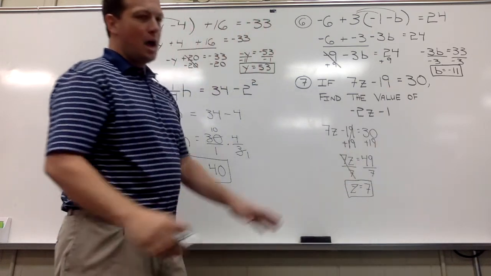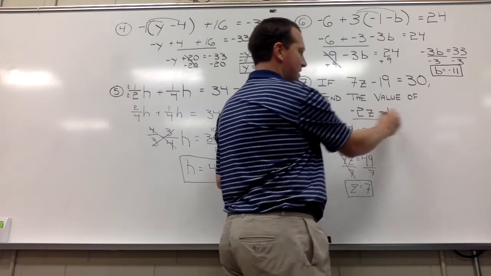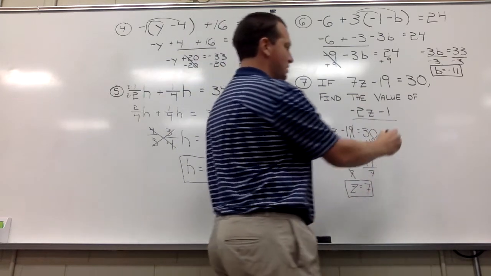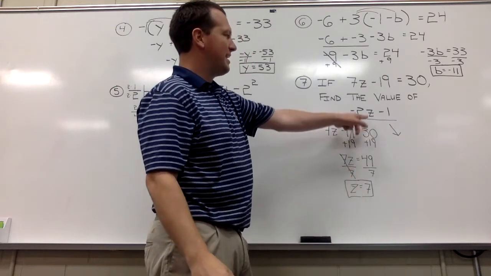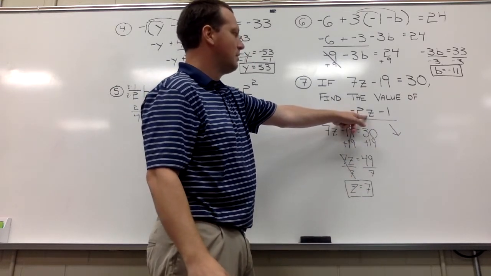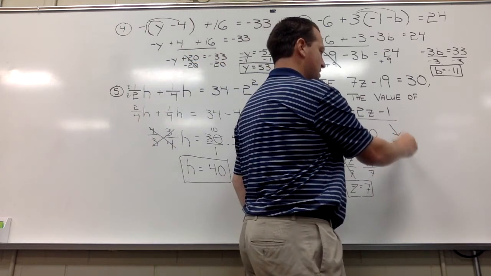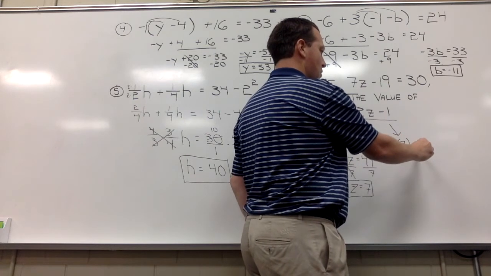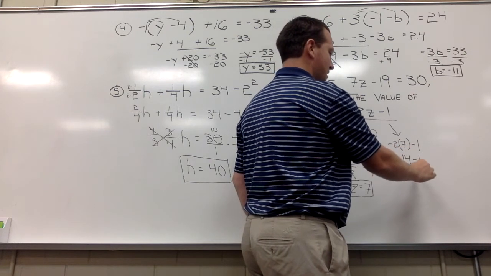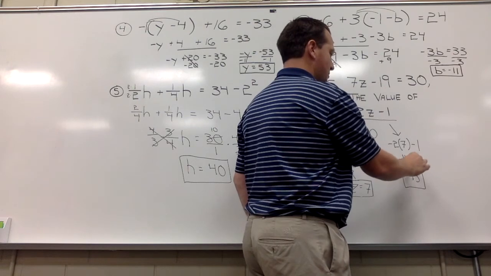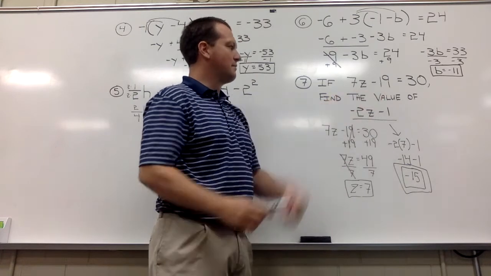Halfway done. Yes, we found the value of z equals 7, but I am asked to find the value of negative 2 times z minus 1. So here's what I'm going to do. I'm going to take z equals 7 and, like Glade air freshener, plug it in for z right next to this negative 2. So I'm going to take negative 2 times z is 7 minus 1. So negative 2 times 7, negative 14 minus 1, negative 15. So I'm going to double box negative 15 because that is the final answer to finding the value of negative 2z minus 1.